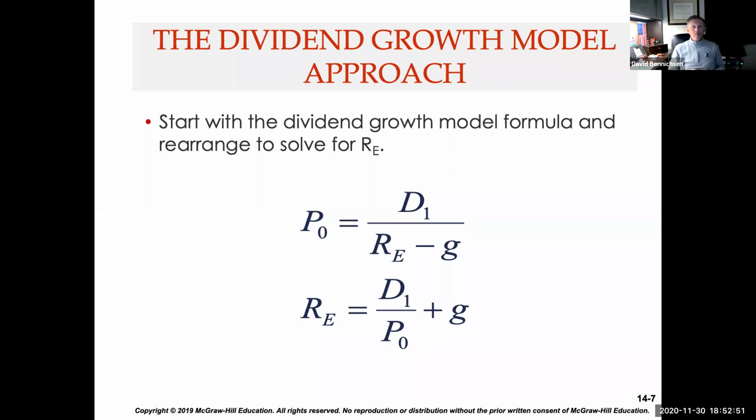So when we talk about the expected return, the cost of equity from a weighted average cost of capital standpoint, the expected return is the anticipated dividend divided by the current price plus the growth rate. Okay, you've done this, right?